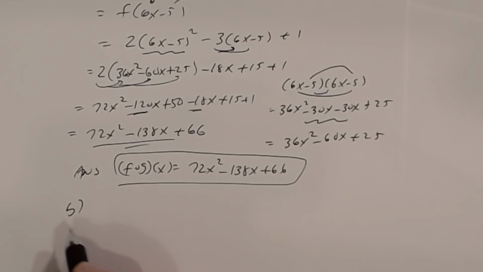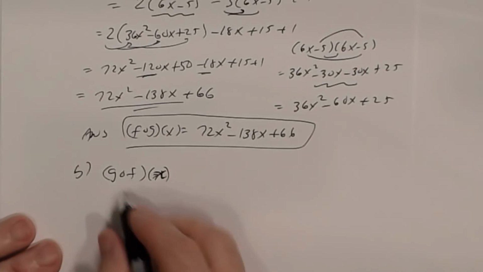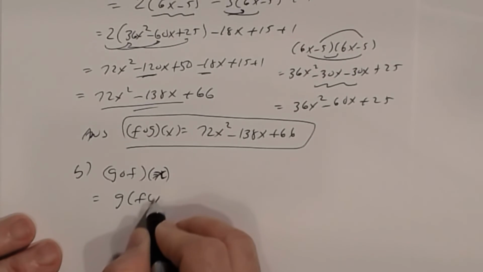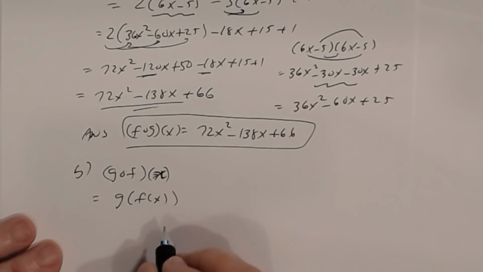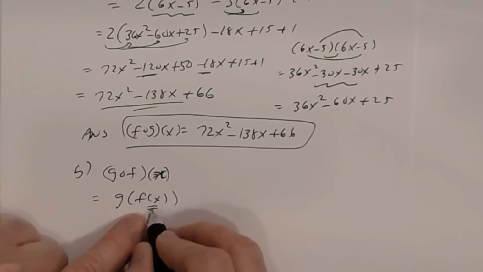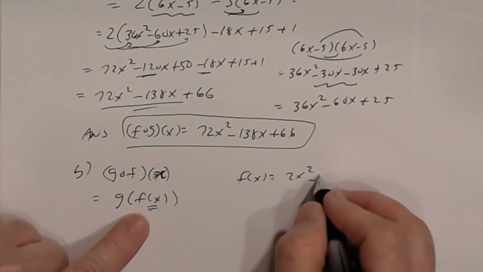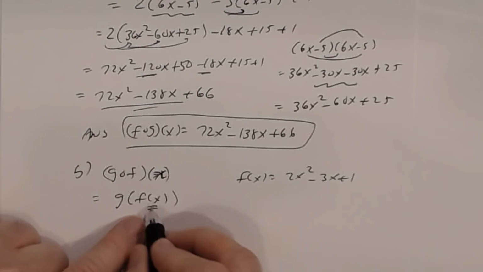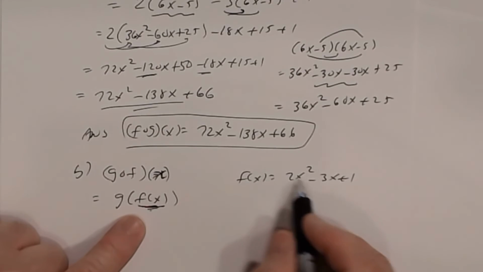All right, let's do B. Let's suppose in B you had g composed with f at x. Well, by definition this time, this means g of f of x. Composition. You're composing. You're putting one function inside of another. So I've got to find f of x first. So remember, f of x is this quadratic one. It's 2x squared minus 3x plus 1. What that means is that I'm going to replace this notation with this.